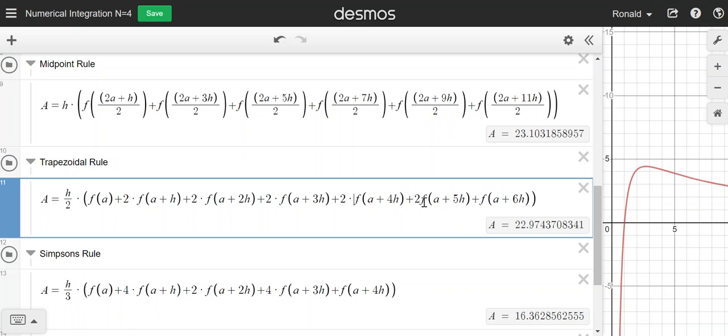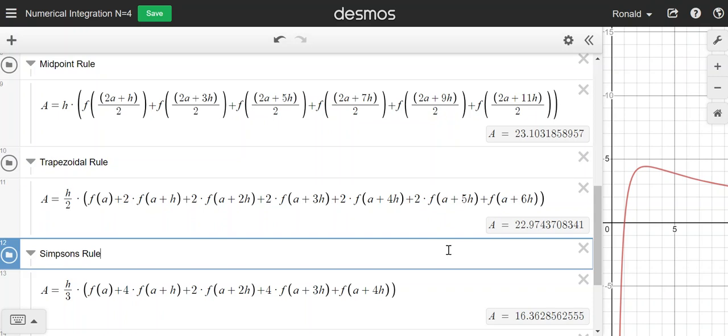Let's make sure we have these all being properly multiplied there. All right. And we also have, check the patterns, a plus 1h, a plus 2h, a plus 3h, a plus 4h, a plus 5h, a plus 6h. And our value is now 22.97.